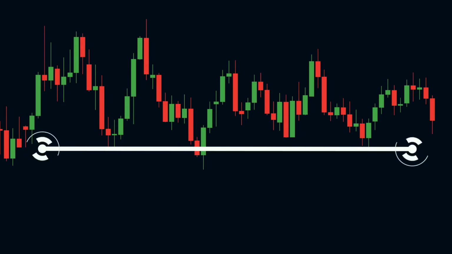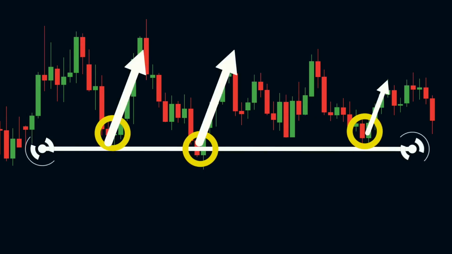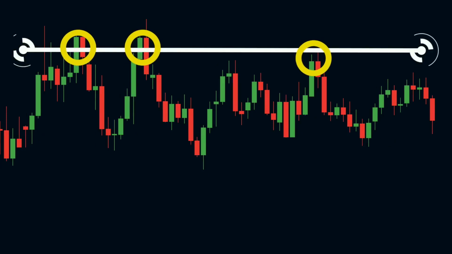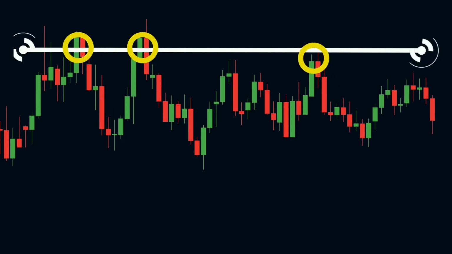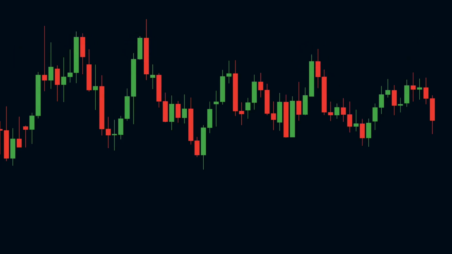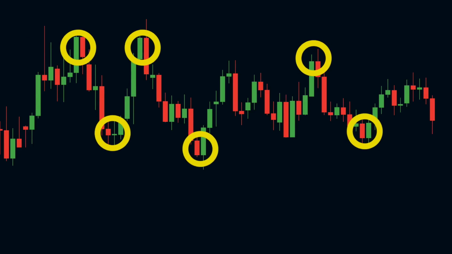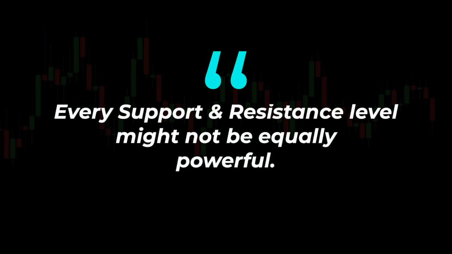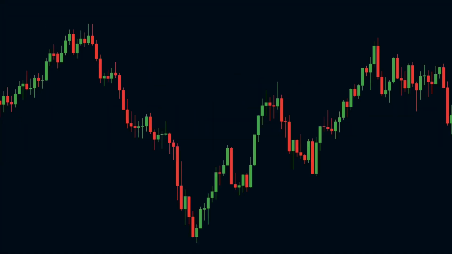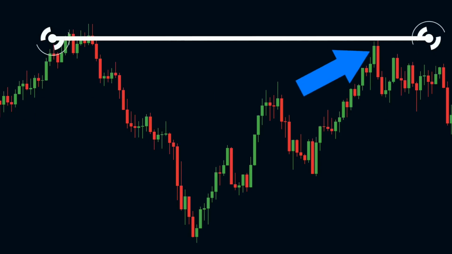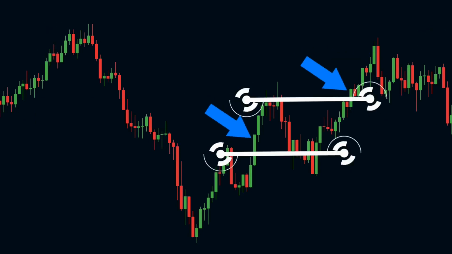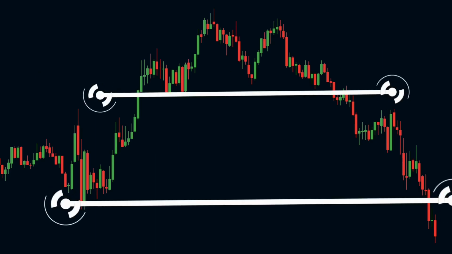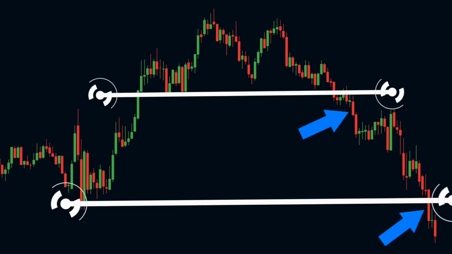A support level is a price level where buyers come in and push the prices upwards. Similarly, a resistance level is a price level where sellers come in and push the prices downwards. Support and resistance are really powerful when it comes to identifying market reversal points. But every support and resistance level might not be equally powerful. While the market may respect major support or resistance levels, it may not respect the minor ones. And in some extreme market conditions, the market may not respect any support or resistance level.